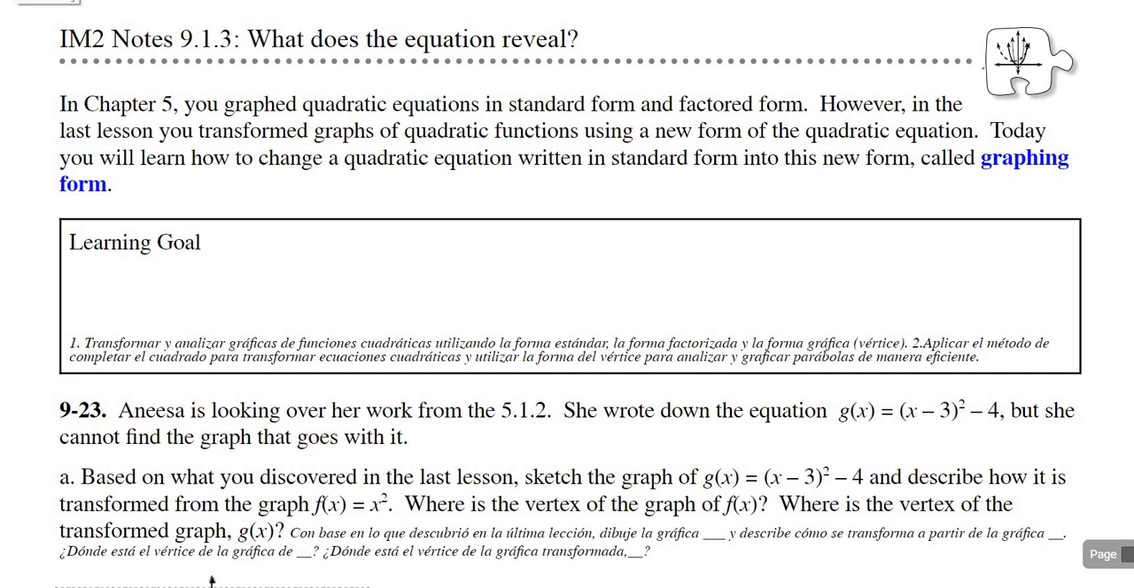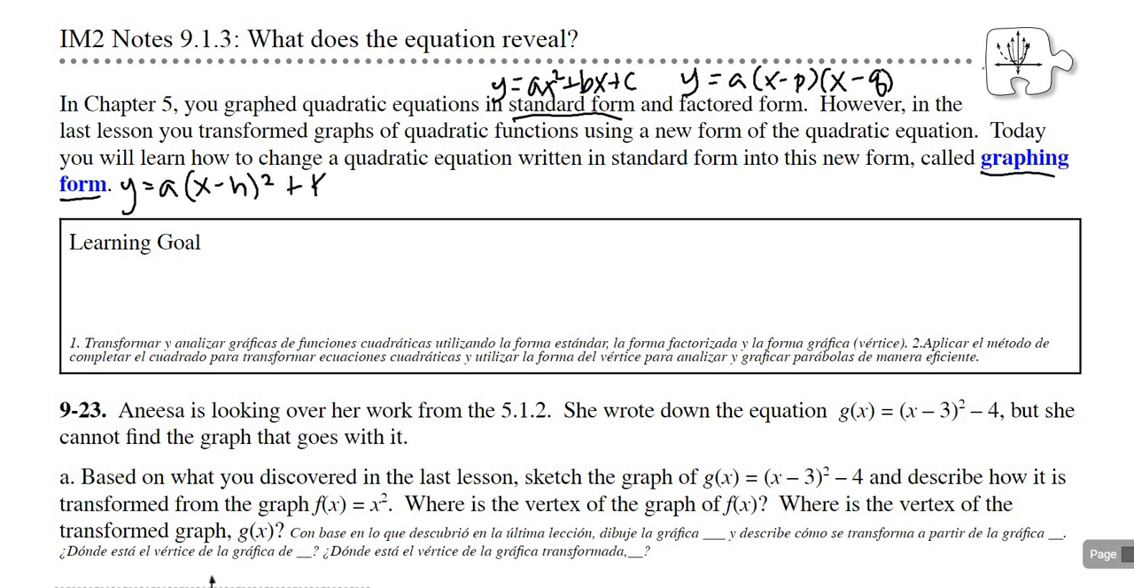Now in Chapter 5 we graphed quadratic functions in standard form, that's y equals ax squared plus bx plus c, and factored form, that's y equals a times (x minus p) times (x minus q). However, in the last lesson, we transformed graphs of quadratic functions using a new form of the equation, and that form is called graphing form: y equals a(x minus h) squared plus k.